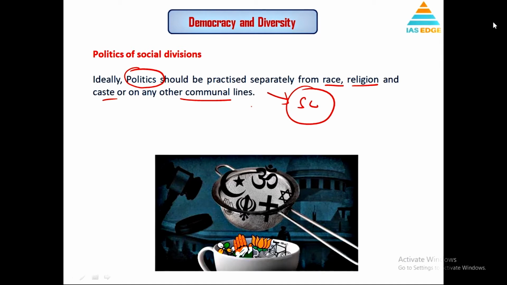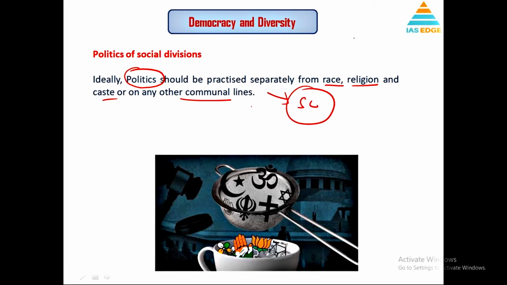but differences are not that stark. So let's try and understand what has happened. So what should be an ideal situation? Ideally, politics should not be linked with religion, race, caste, or communal lines.